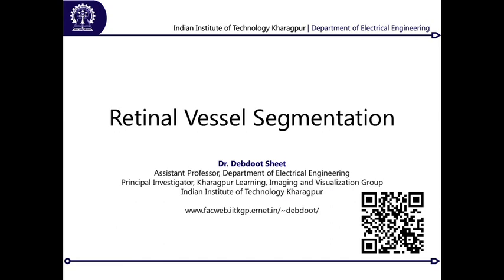For the start of it, today's topic is to do with ophthalmology, and ophthalmology, to make it much simpler, is basically imaging of the interior surface of your eye. And we are going to look into one very specific challenging problem called retinal vessel segmentation. So without much of a delay, let's get into it.